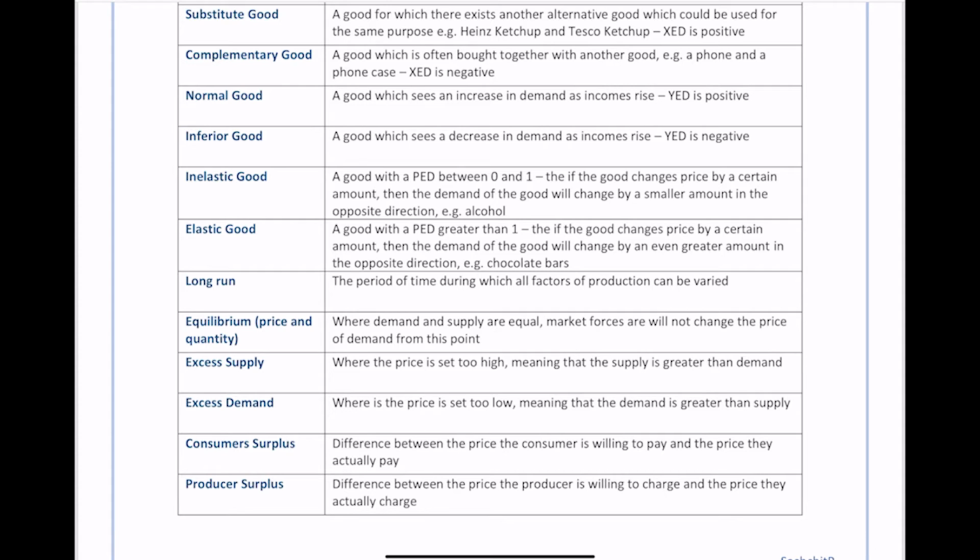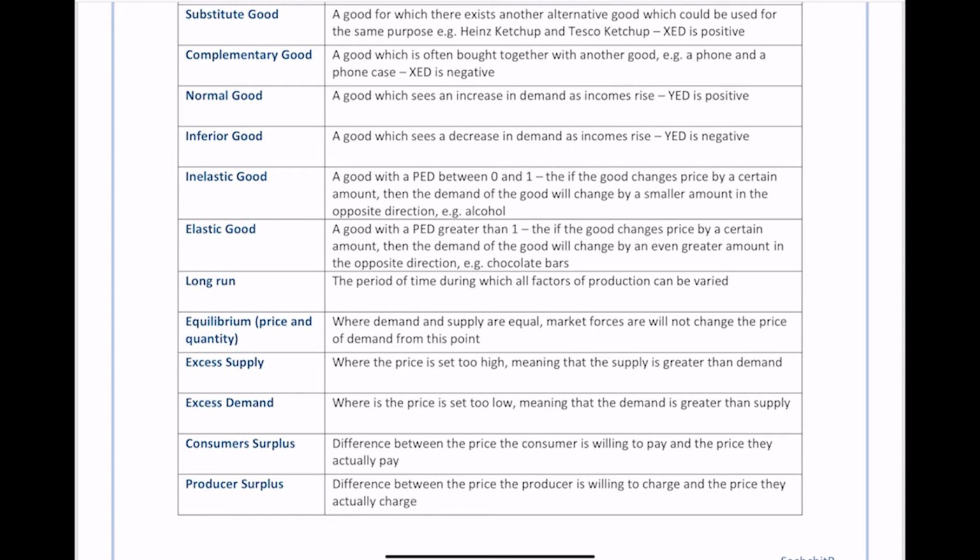Elastic goods are just the opposite. So if your PED is greater than 1, then the idea is that the price changes by a certain amount, then the demand changes even more. So it's like chocolate bars. If you double the price of a chocolate bar, probably a lot fewer people are going to buy it because it's an elastic good.